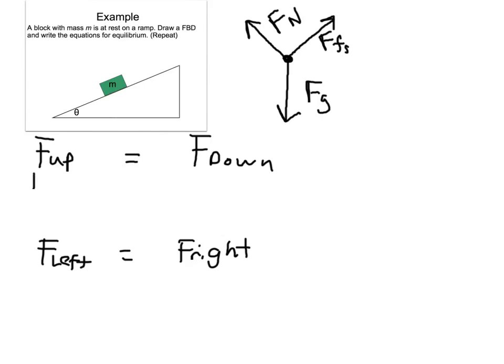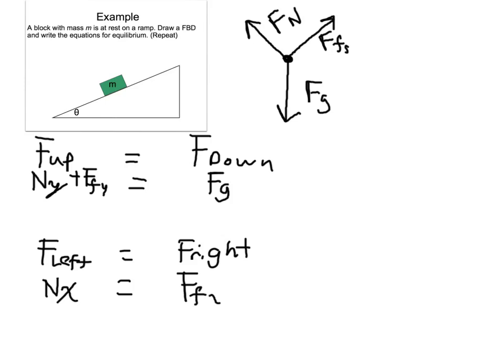So let's do just N for normal. So the y part of the normal force and the y part of the frictional force. My down force will be weight from gravity, Fg. And then left force will be the x part of the normal force, N standing for normal. And the right force will be the x part of the frictional force.